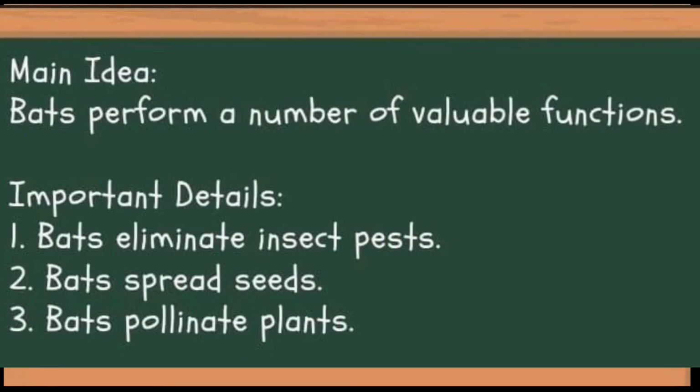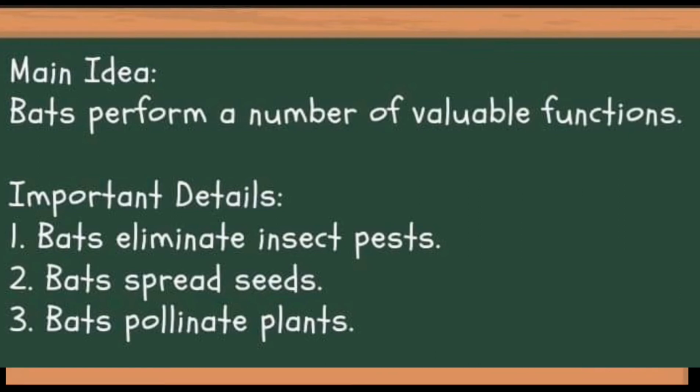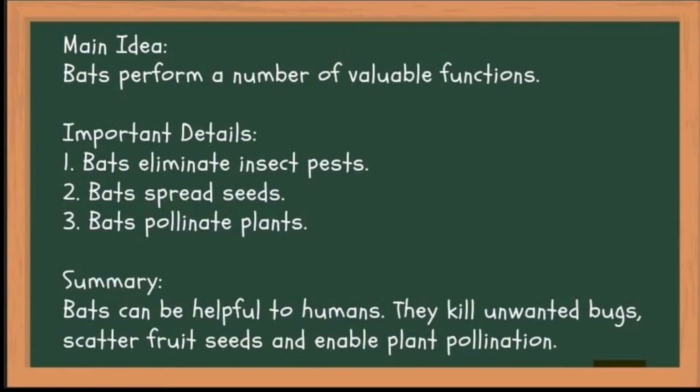I'll briefly write down the ideas in steps 1 and 2 in few sentences. Are you done? Let's see. Were you able to summarize the given text? Great! Let's see how your summary is similar to this one. Bats can be helpful to humans. They kill unwanted bugs, scatter fruit seeds, and enable plant pollination.